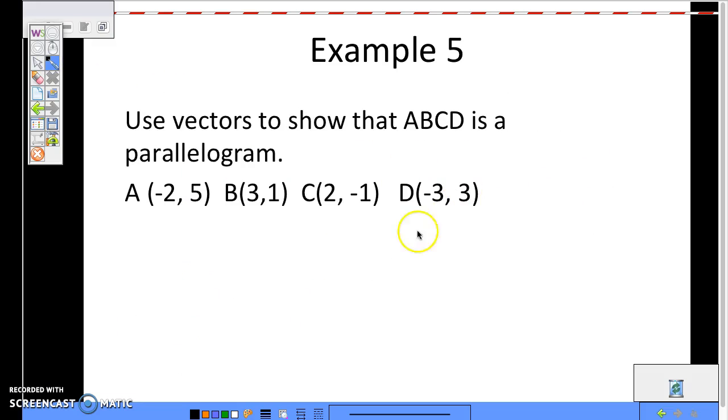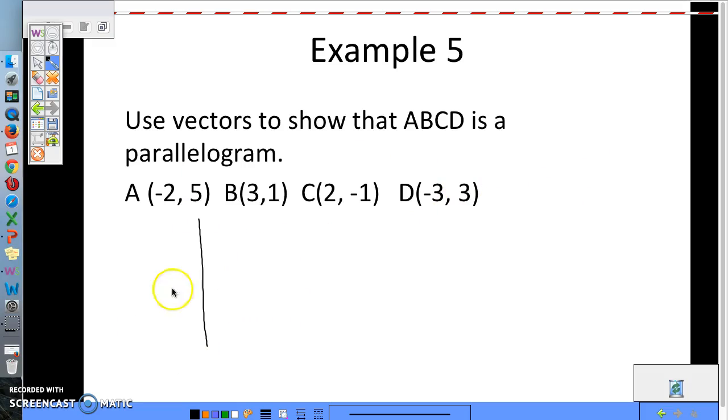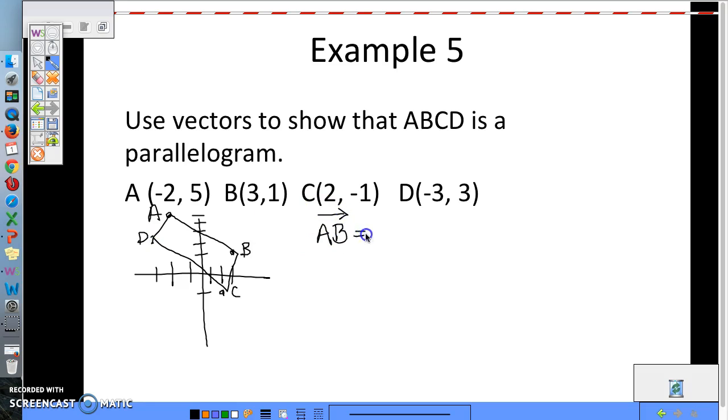So we have to use parallelograms, use vectors to show this is a parallelogram. 2, 1, 2, 3, 4, 5. So we have A, B, C, and D. Okay, well let's see, vector AB, what would that be?